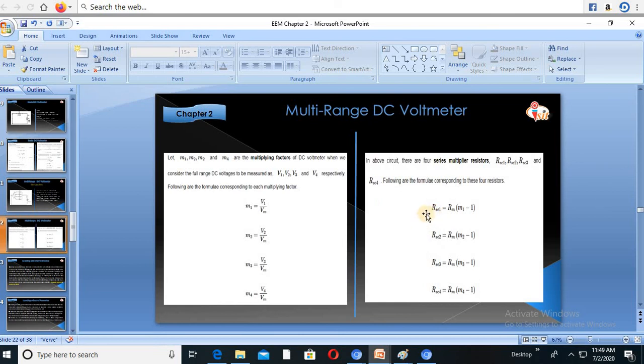Depending on these values of RSE1, RSE2, RSE3, RSE4, we have numericals, and this numerical is important for the MSBTE exam. We will solve this numerical in the last point of this chapter.